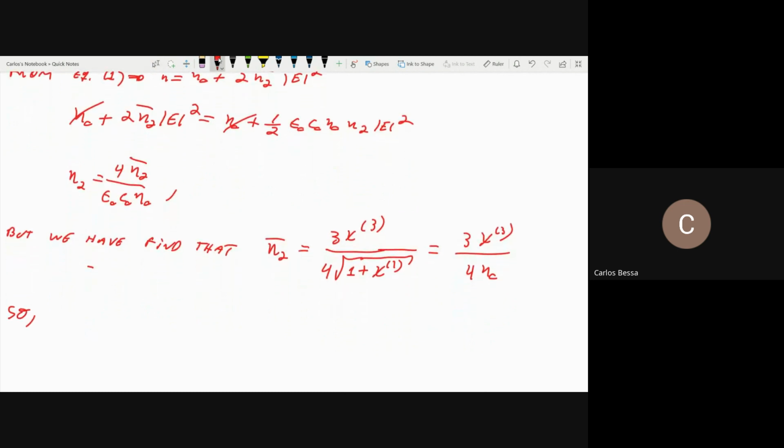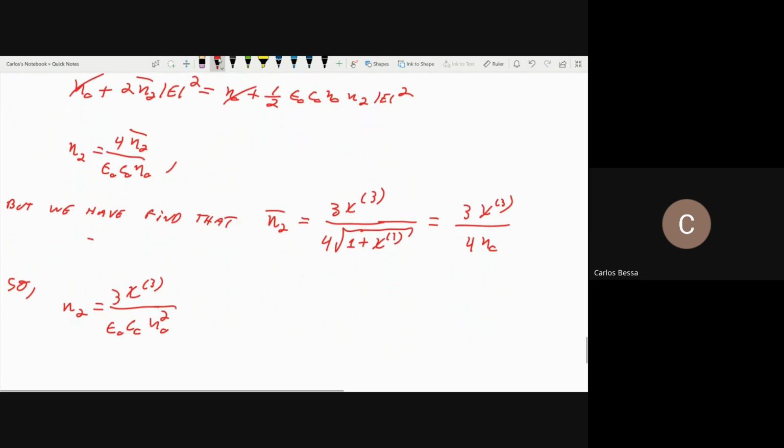So eta 2 will be just 3 chi 3 over 4 epsilon 0 c0 eta 0 squared. Okay, so we have eta 2. We could evaluate it in terms of this. All these are measured things. Eta 0 depends on chi 1, chi 3, the speed of light in vacuum, and epsilon 0, the electric permittivity of free space. So you could evaluate eta 2. We could write eta, that's important for us.